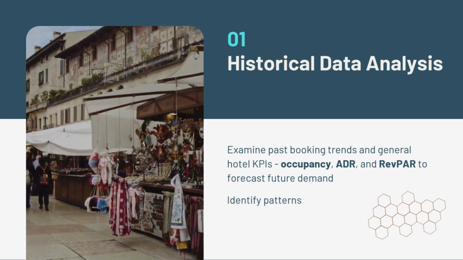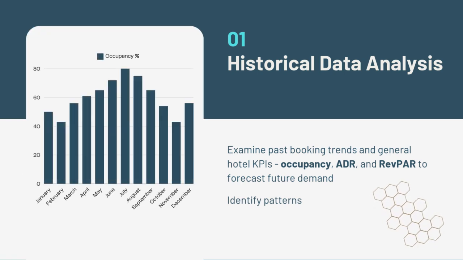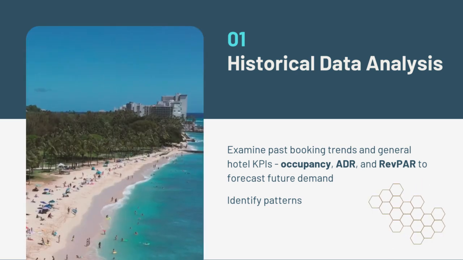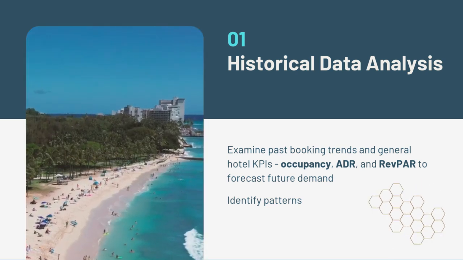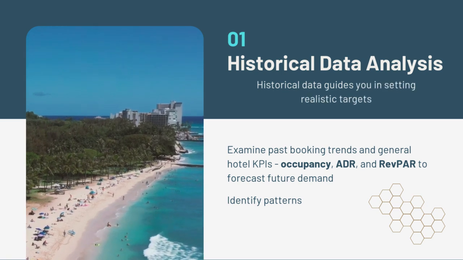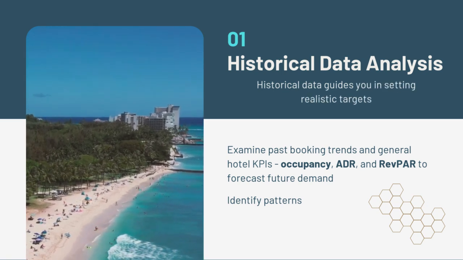Imagine you're managing a coastal hotel. Last summer saw an 80% occupancy rate in July. This year, you could expect similar demand, maybe even more if beach tourism is trending. Historical data guides you in setting realistic targets.